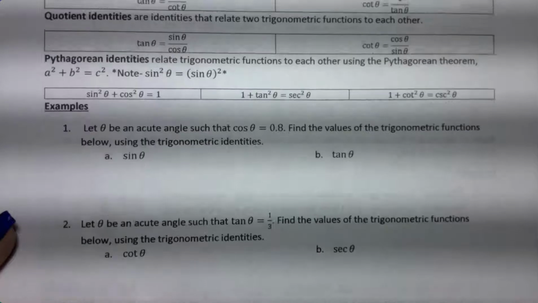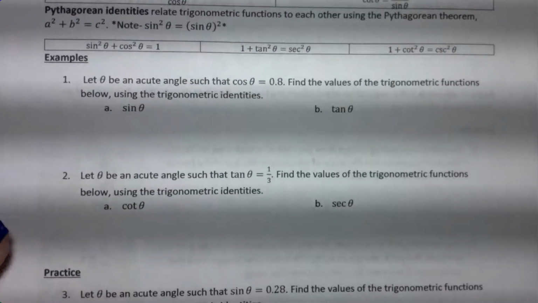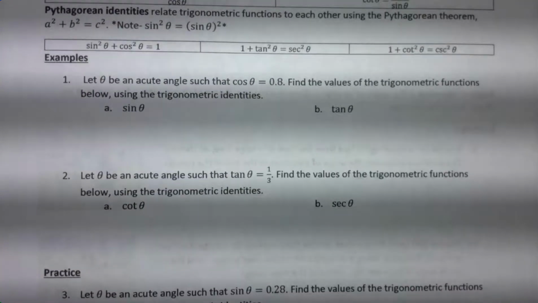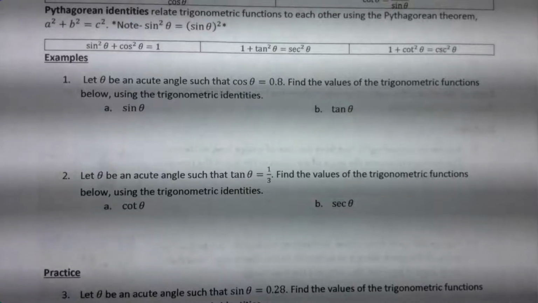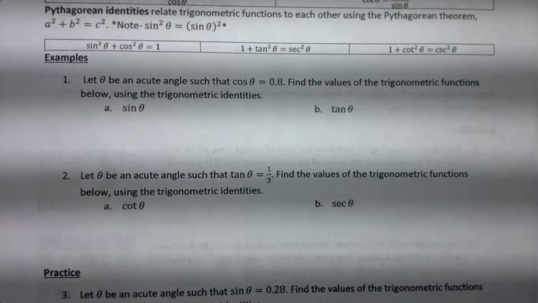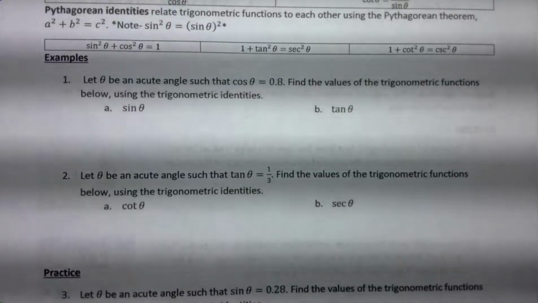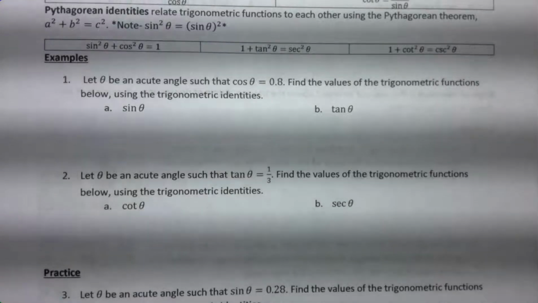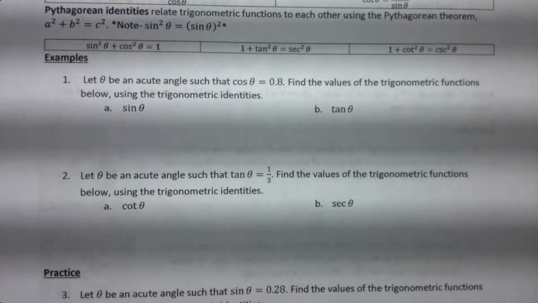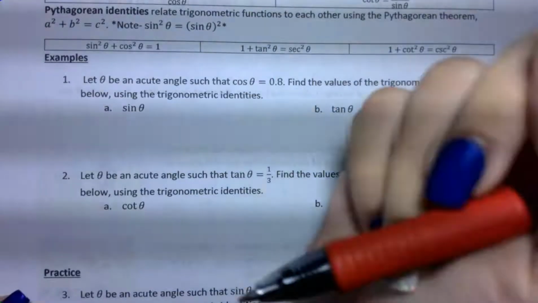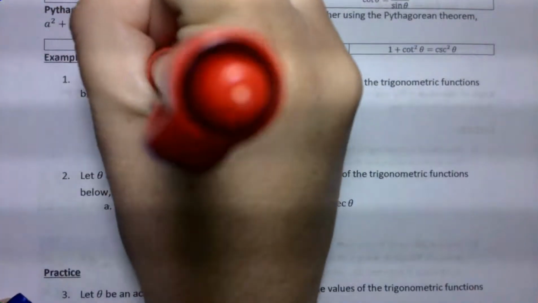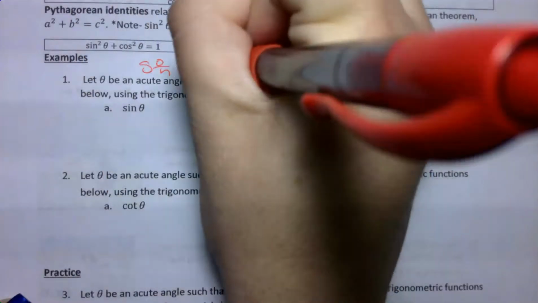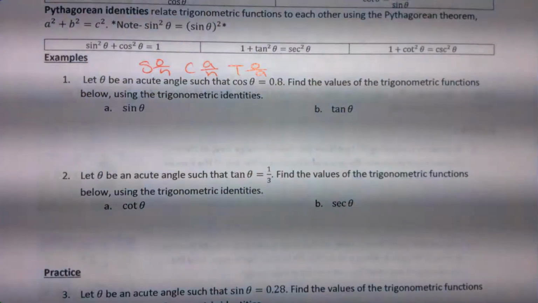Okay. So I have a few examples I want to work through. It says let theta be an acute angle such that cosine is 0.8. It wants me to find the values of the trig functions below using the trig identities. So remember, I mentioned that in geometry you learned about sine, cosine, and tangent, and you might have learned a mnemonic to remember it, SOHCAHTOA. So this is helpful for when I'm given one trig function and I want to find the values of others.